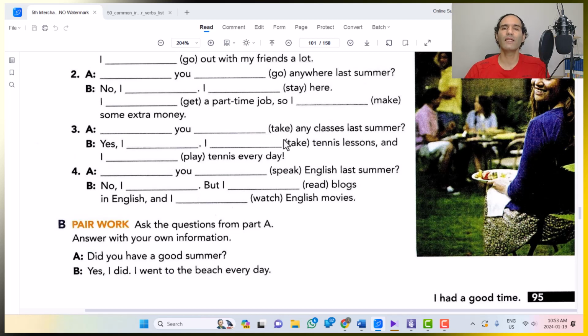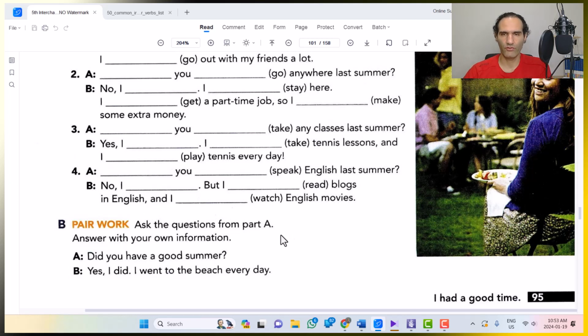So we say take a class. I took a language class last summer. I took a music class. I took a computer class last summer. Yes, I did. I took tennis lessons and played tennis every day. Good for you. And number 4, did you speak English last summer? No, I didn't, but I read blogs in English and I watched English movies.